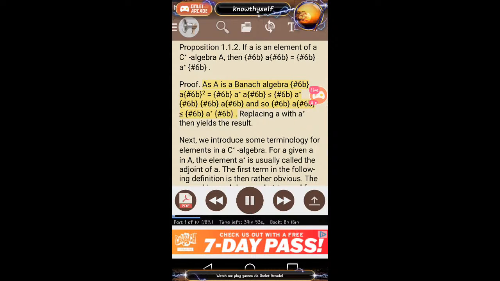As A is a Banach algebra, ‖A‖² equals ‖A*A‖ is less than or equal to ‖A*‖‖A‖, and so ‖A‖ is less than or equal to ‖A*‖. Replacing A with A* then yields the result.